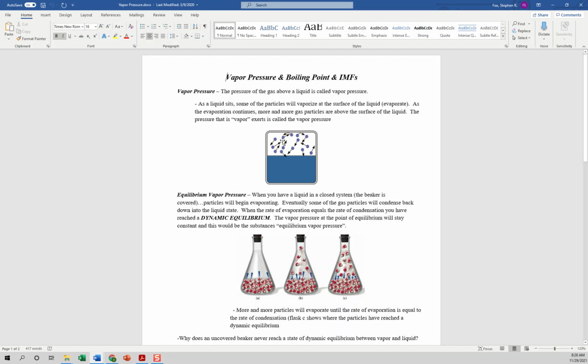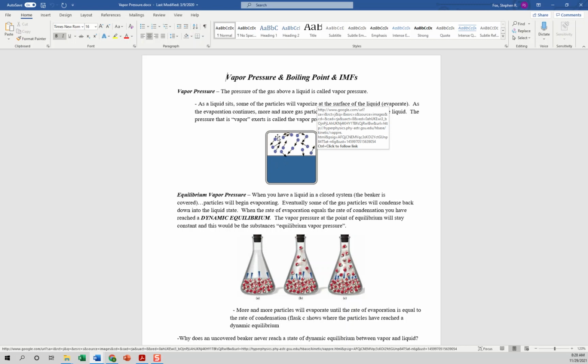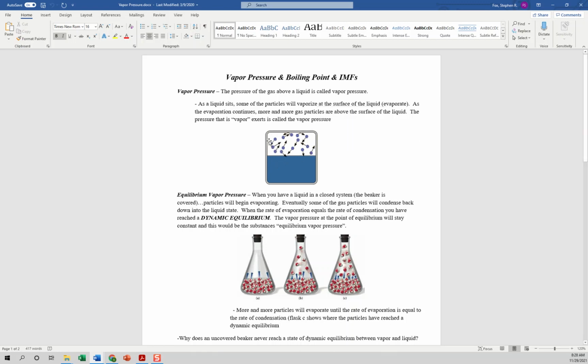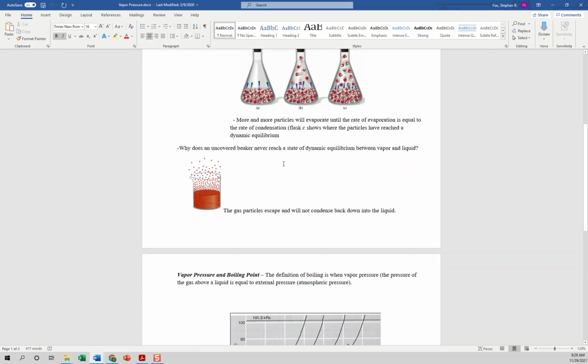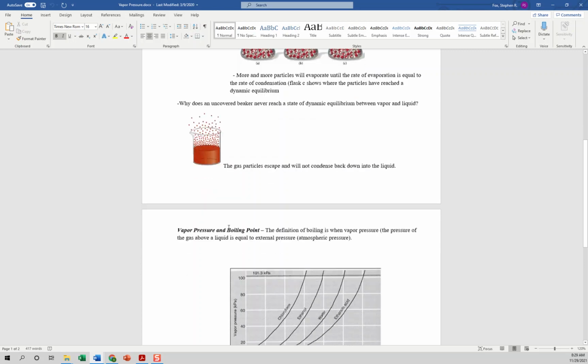And that's because you would have particles evaporating and condensing at the same rate. So the total number of gas particles would remain constant. And if the total number of gas particles remain constant in the same volume and the same temperature, the pressure would remain the same, right? And so if we leave it uncapped, we won't ever reach that equilibrium because the gas particles will just fly away. And eventually you'll be left with no liquid there, okay?